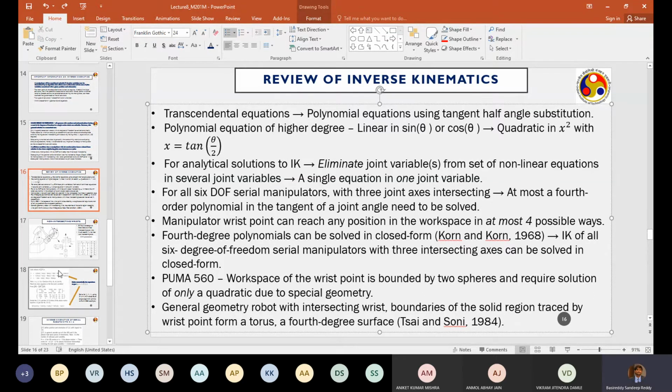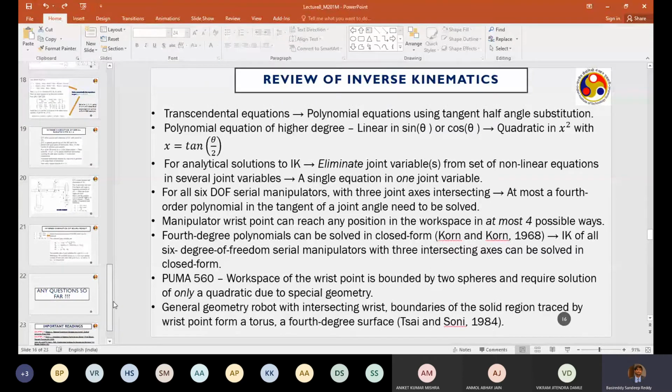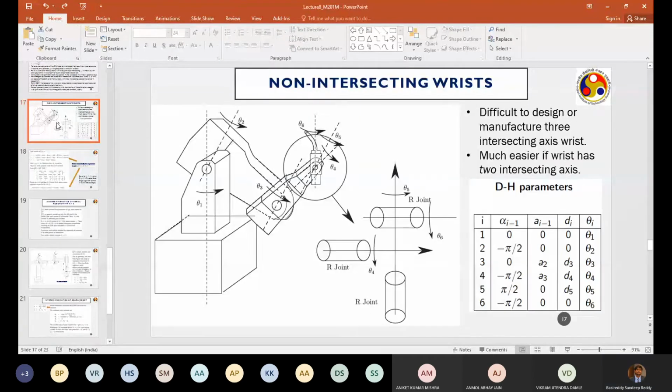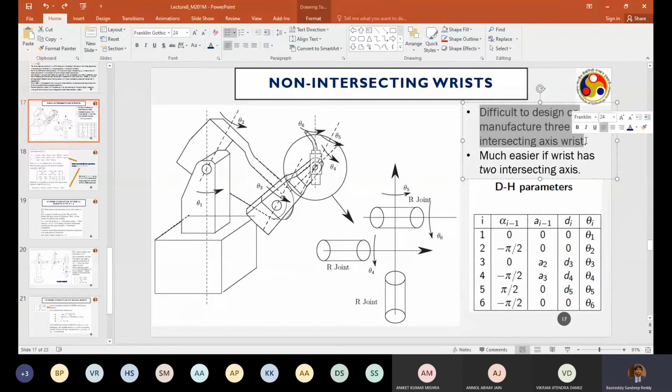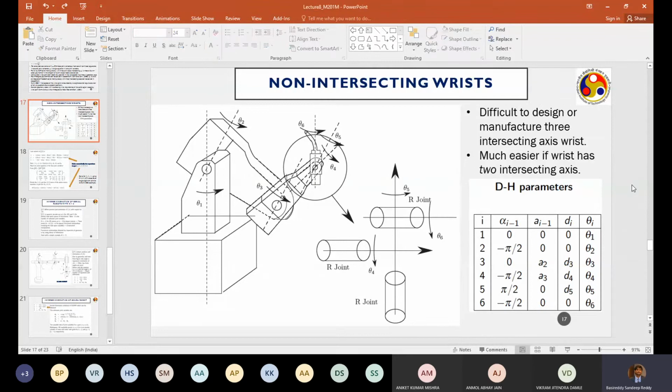Now before we finish, I just wanted to show this. For non-intersecting wrists, I said I'll discuss them today. For non-intersecting wrists, the three joint axes are not intersecting, right? As I said, one of the difficulties is to design or manufacture these kinds of robots where you have intersecting axes. It is much easier if the wrist has only two intersecting axes. That is what you can see in this figure, right?